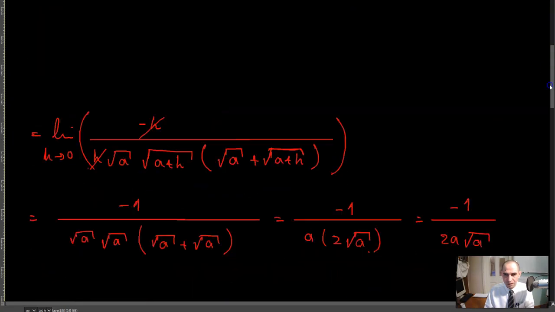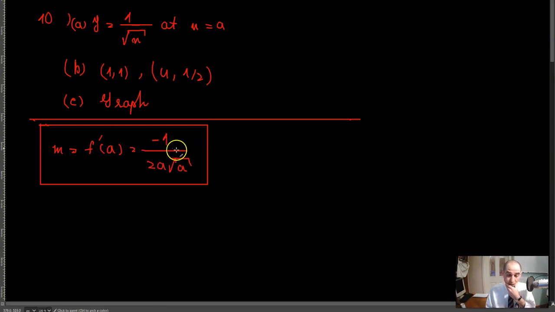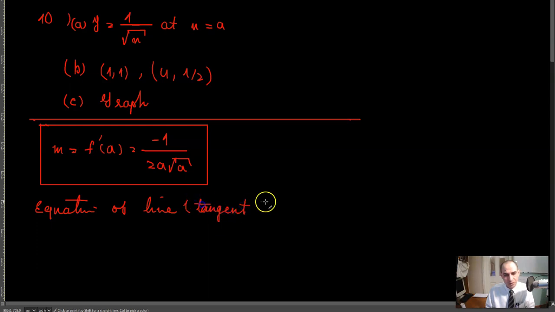And again, you can see that this comes out as some number which is only dependent on a, right? Meaning that by changing the value of a, you can calculate the slope of the line at different points. Now, since you want to calculate the equation of the tangent line at (1, 1), you need the slope of the line at (1, 1), which means that a is equal to 1. So f prime of 1 would be equal to negative 1 over 2 times 1 times the square root of 1, which is 1, so that's negative 1/2, right?